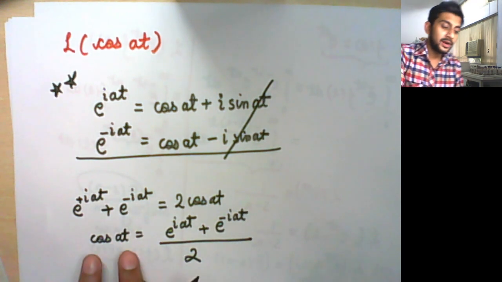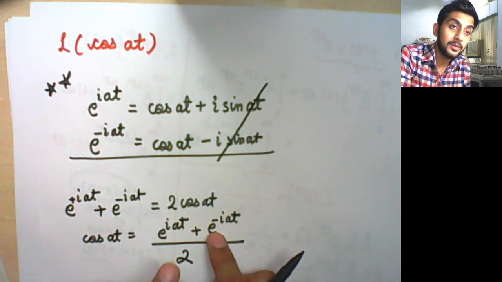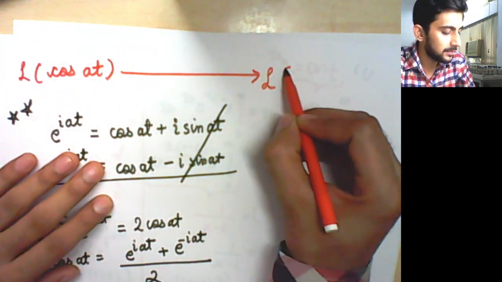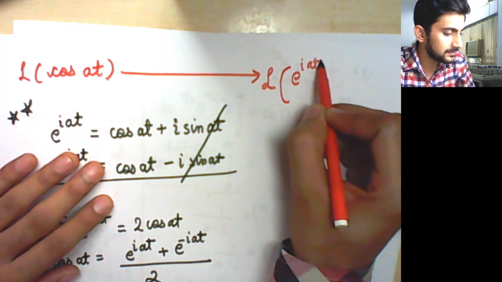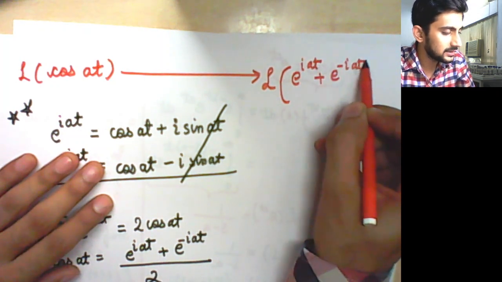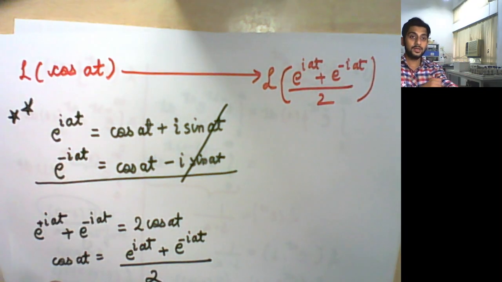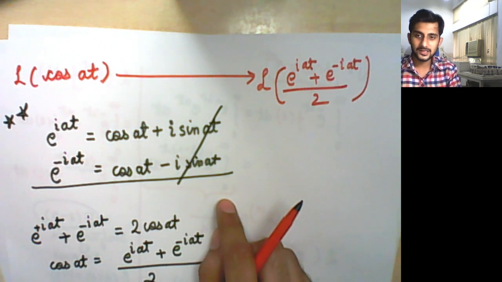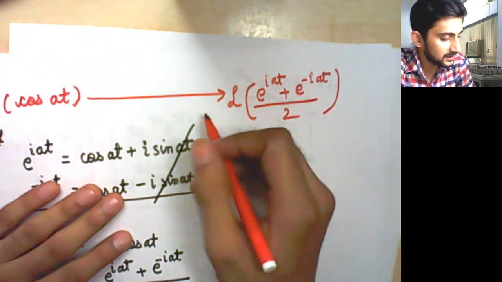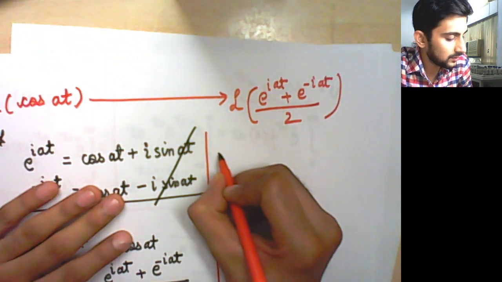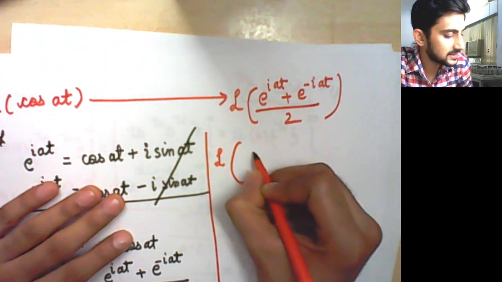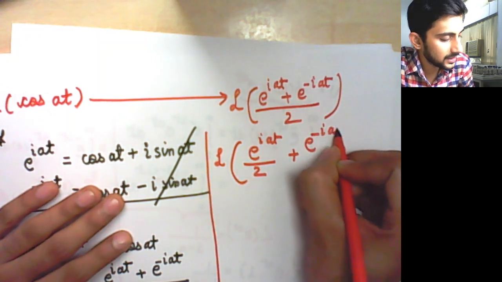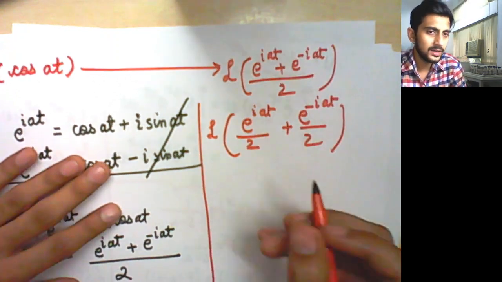So you can write cos at as e to the power I at plus e to the power minus I at by 2. So instead of just saying take Laplace transform of this, we can take Laplace transform of e to the power iota at plus e to the power minus iota at by 2. Now, in order to solve this, apply a property we already learned in the first class of Laplace transform, that is linearity. So I can write this as e to the power iota at upon 2 plus e to the power minus iota at upon 2, and in this way I can take 2 outside.